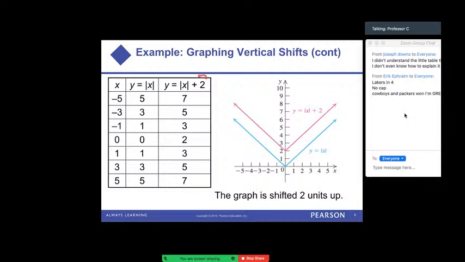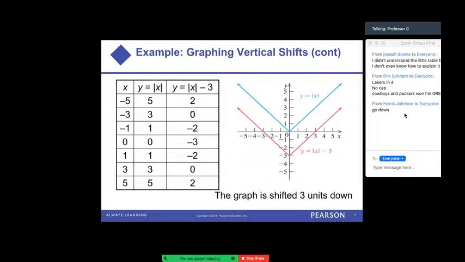So if we add a positive number on the outside and it moves it up, can anybody anticipate what happens if we subtract a positive number on the outside? What should happen? If adding a positive on the outside moves it up, what do you think happens if we subtract a positive on the outside? It's going to go down. It's going down, right? So let's keep going.